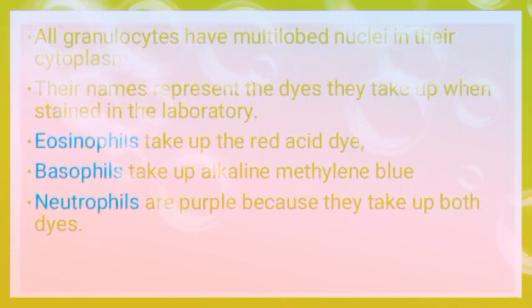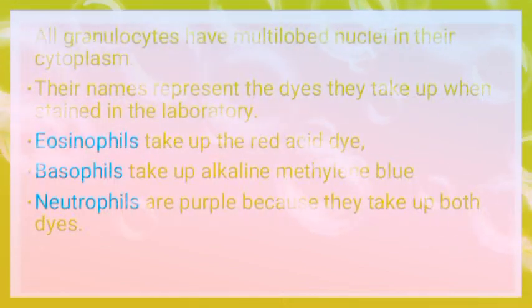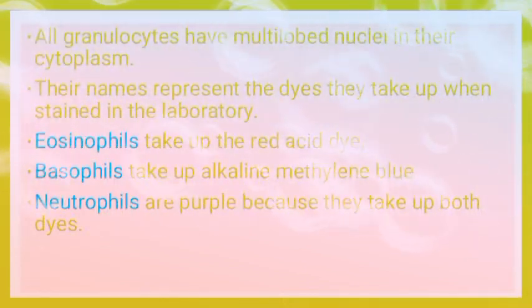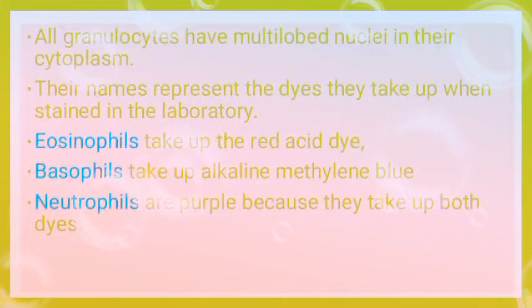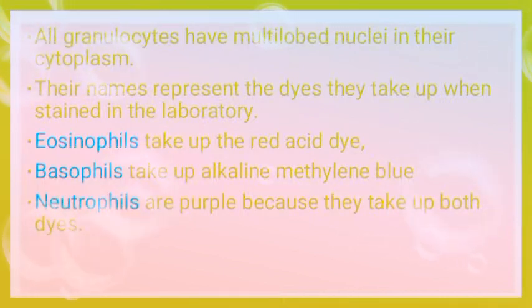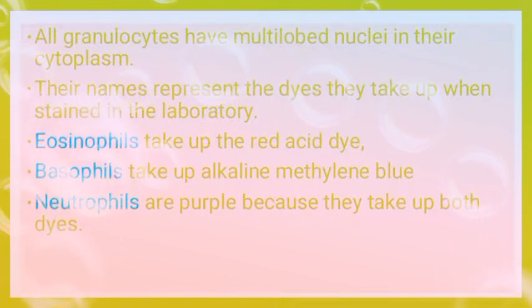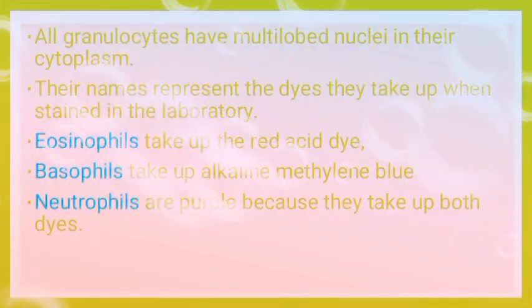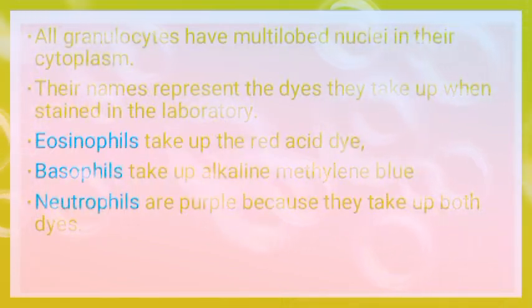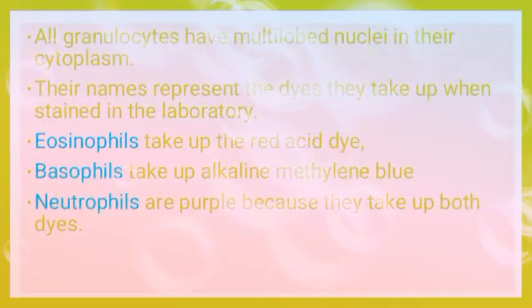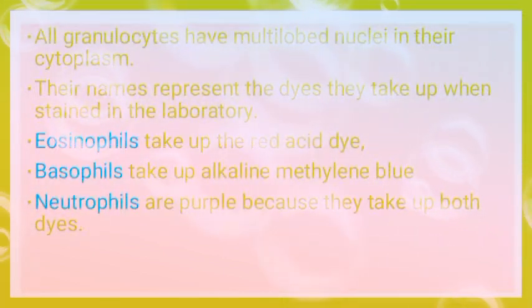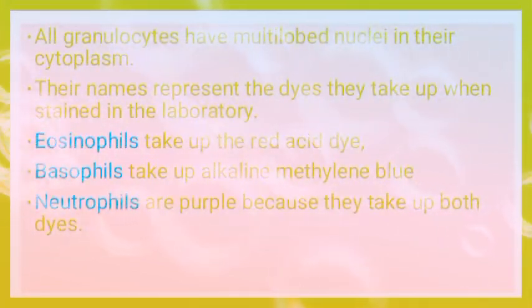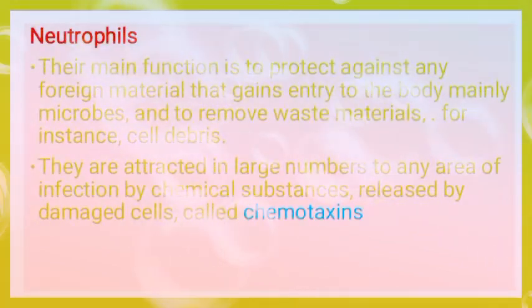And guys, the names that you are going to give to these types of granulocyte cells come from their staining, how they stain when they are dipped into the dyes in the laboratory. Eosinophils were named eosinophils because of the color that they take, which is the red acid dye. The basophils take up the alkaline methylene blue, and the neutrophils take up both colors, red and blue, making purple. So they appear purple. Quite right. Let's start with neutrophils.